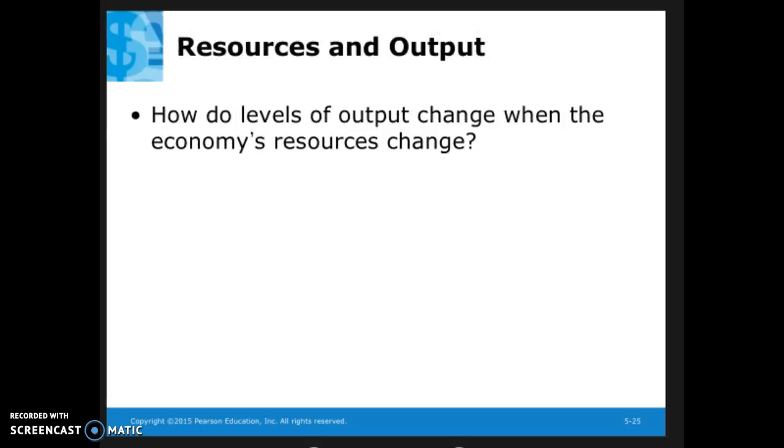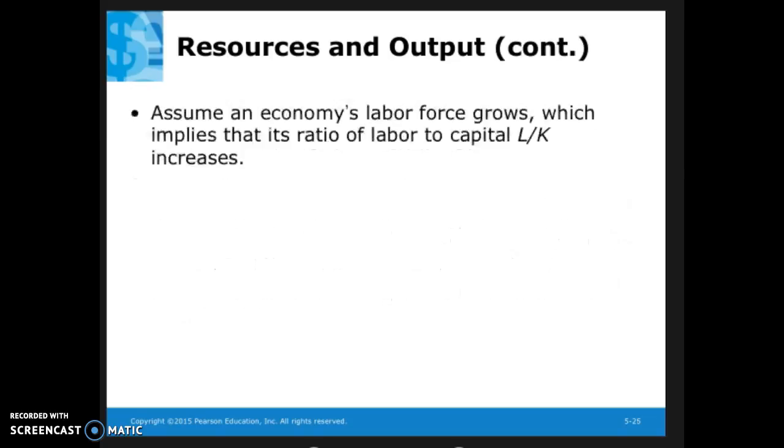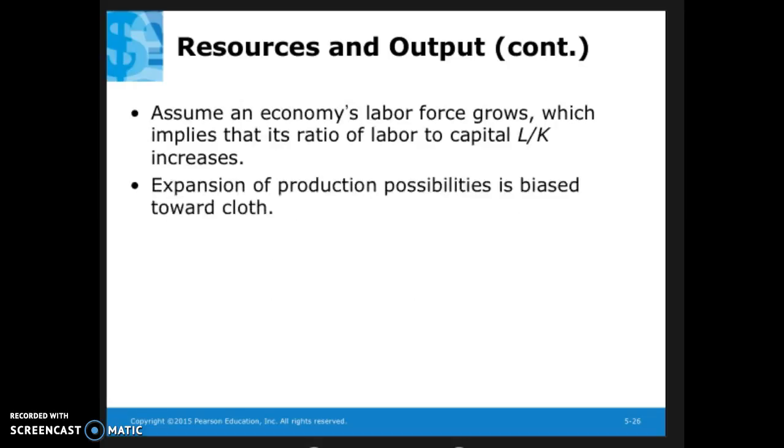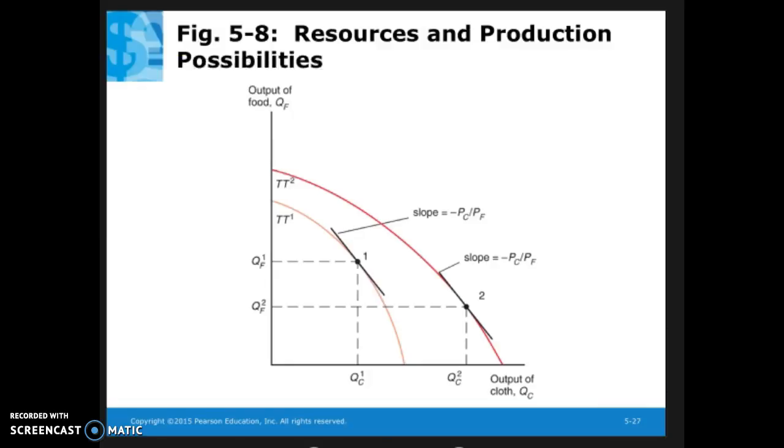So how do levels of output change when the economy's resources change? This is the Rybczynski theorem. If you hold output prices constant as the amount of a factor of production increases, then the supply of the good that uses this factor intensively increases and the supply of the other good decreases. So we assume an economy's labor force grows. Expansion is biased towards cloth. The ratio remains constant. So here's what that looks like.